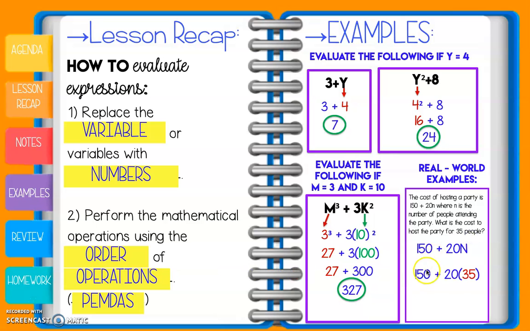So we have 150 plus 20 times, again, we know a number right next to a variable is times, 20 times 35. Now we're going to use our order of operations. I'm going to do my multiplication first. So 20 times 35 would give us 700. So I have 150 plus 700. Final step is to add, and we get 850. So it would cost $850.